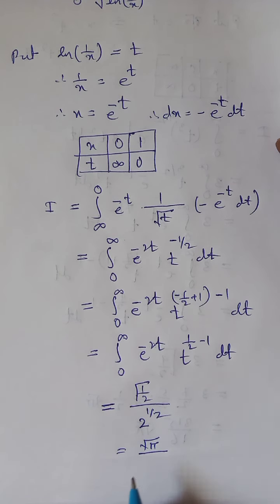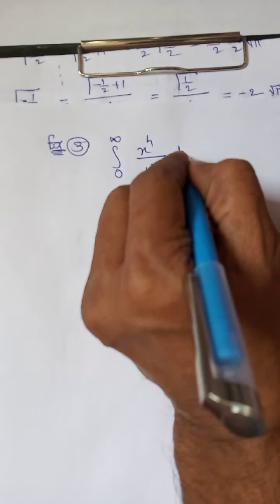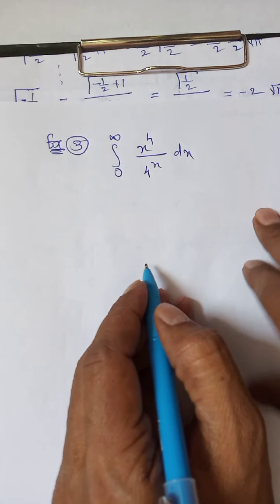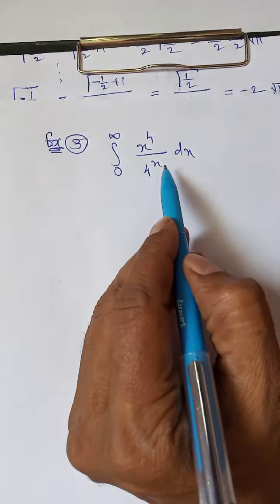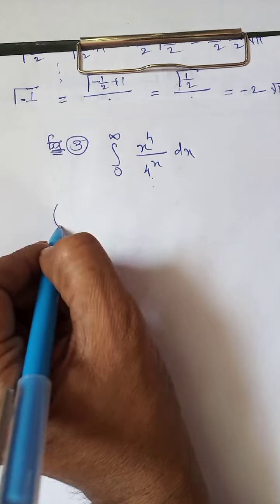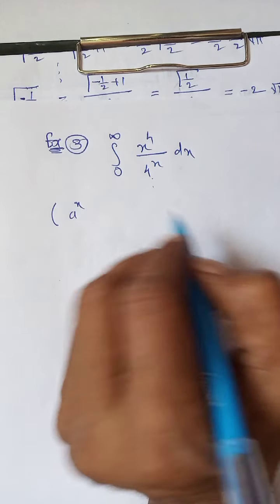Example 3. Third example, integral from 0 to infinity x to the power 4 by 4 to the power x into dx. So here x to the power 4 is an algebraic function, and 4 to the power x is an exponential function. See, you know, a to the power x is an exponential function.